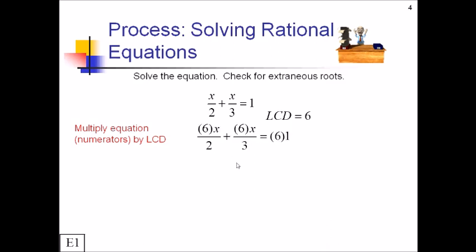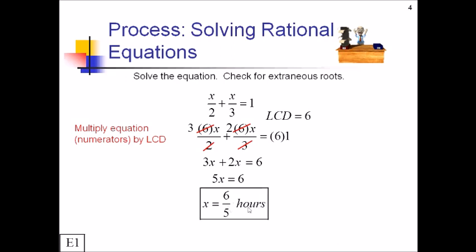Now I can go through and cancel out those denominators. 6 over 2 gives us 3. 6 over 3 gives us 2. So we've got 3x plus 2x equals 6. And now this is a very straightforward equation to solve. That combines to 5x. Dividing by 5, we get x equals 6 over 5, or 1.2 hours. That's how long it would take the two of you working together.